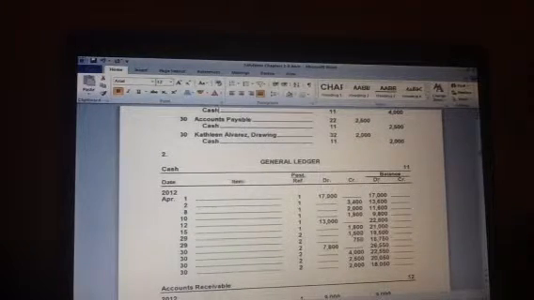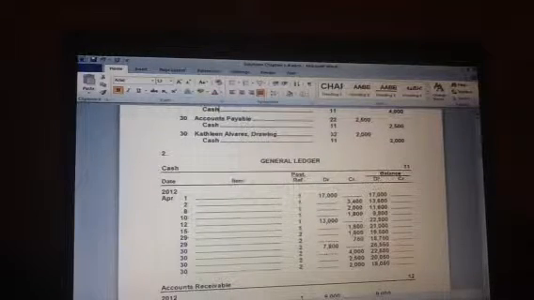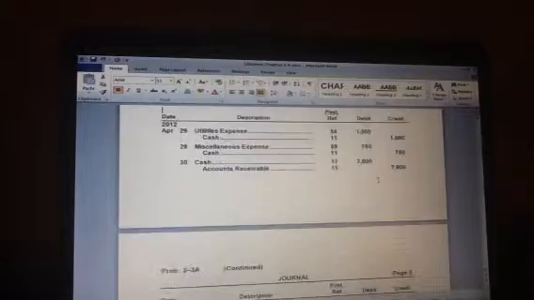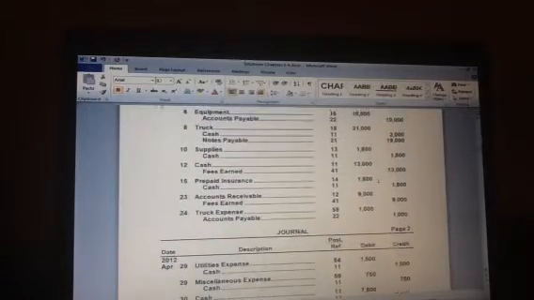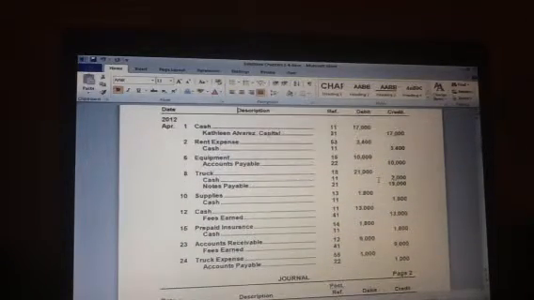We are on problem 2-3A. We have done the journal entries and we're getting ready to post. If you look back at your journal entries, the very first journal entry we made on April 1st is to debit cash and credit Kathleen Alvarez Capital for $17,000. And you have to imagine that this posting reference column is empty.